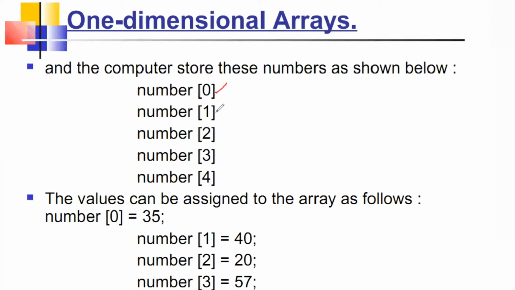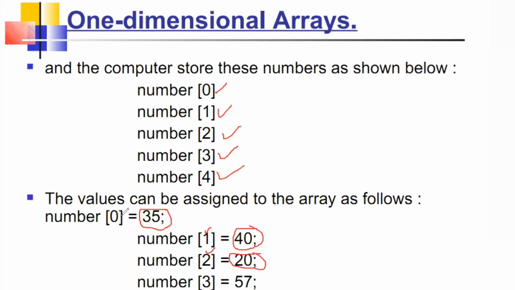number[0], number[1], number[2], number[3], number[4]. Number 0 subscript or 0 index, number 1 index, number 2 index, number 3 index, number 4 index. Values can be assigned to the array as follows. number[0] equals 35. number[1] equals 40. number[2] equals 20.